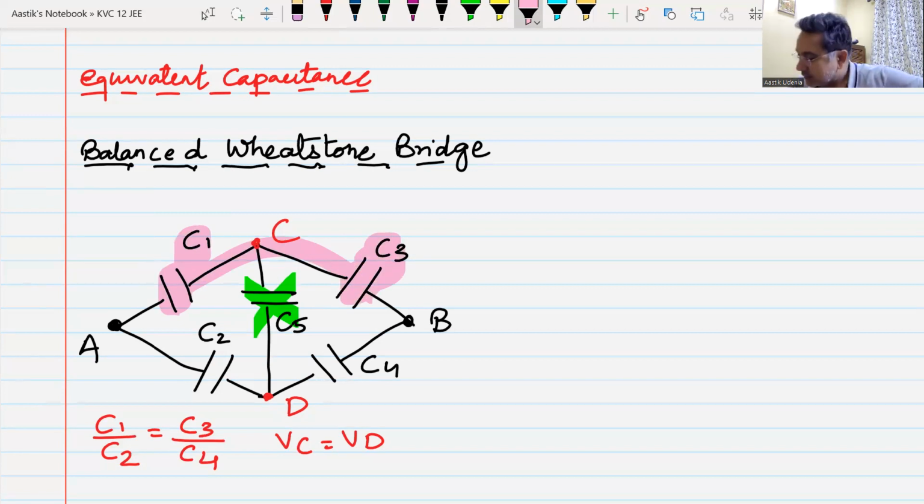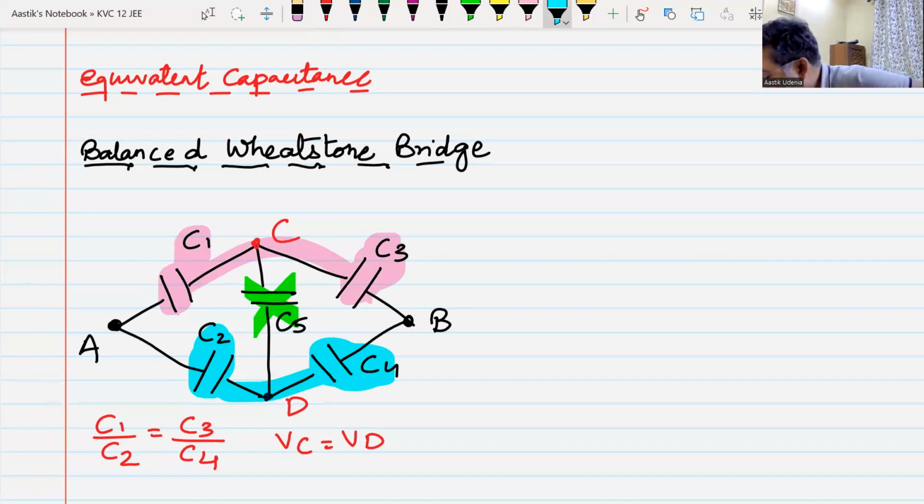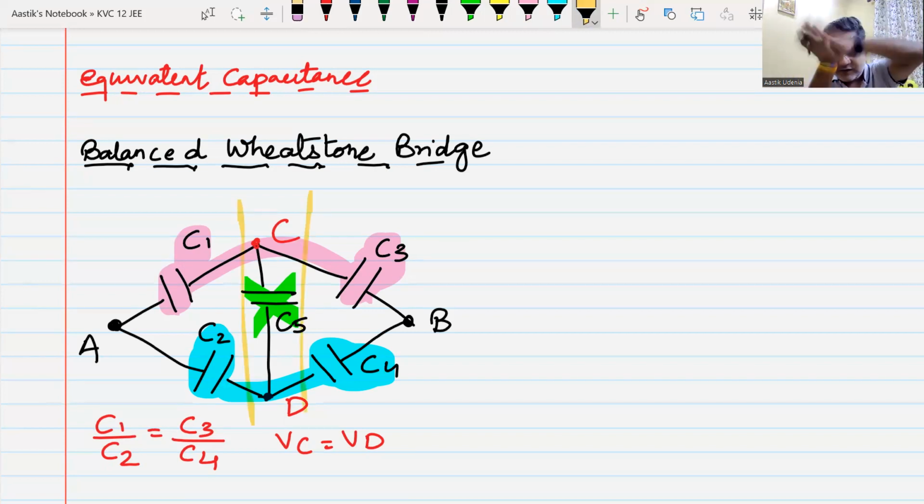Yes, sir. And this C2 and C4 capacitor will come in series. You can find out the series combination of C1 and C3, C2 and C4, and then you will have two capacitors which will be coming in parallel. So the effective ones will be coming in parallel. So you can solve the question in this way. Do we understand this?